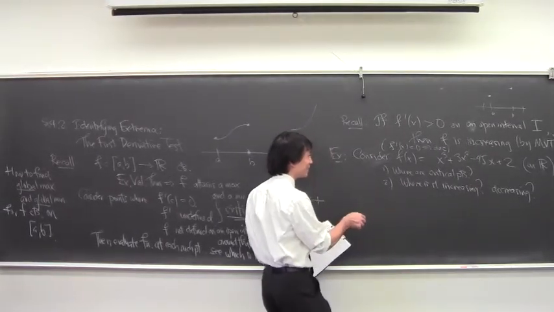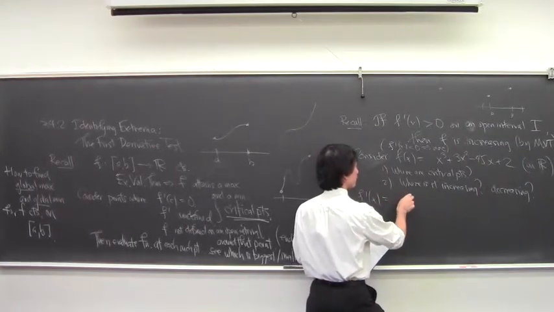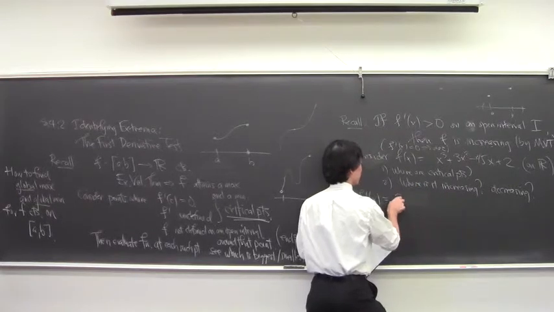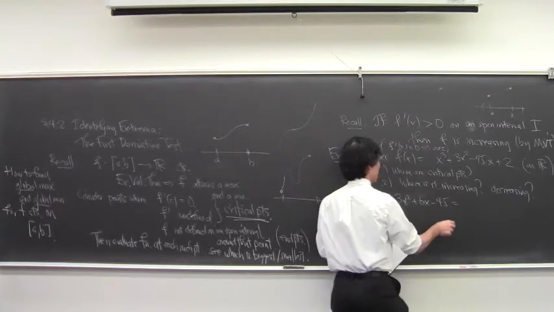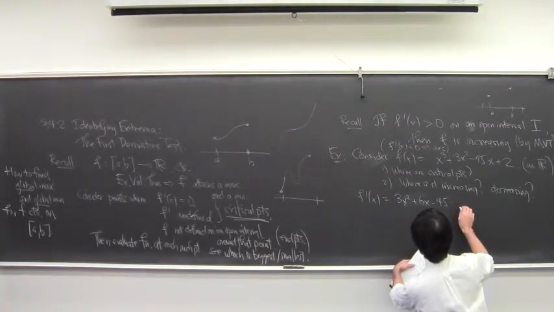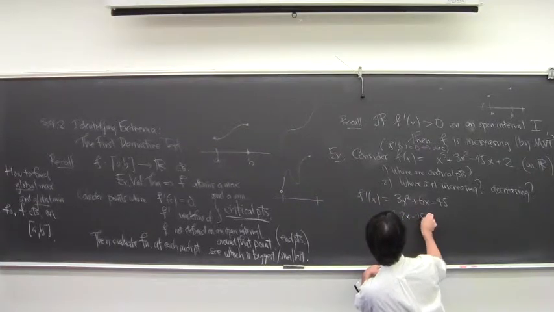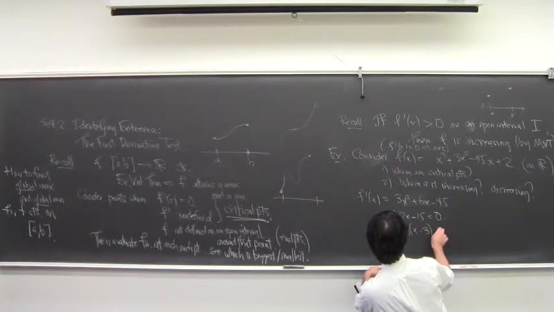So I took the derivative. What do you get? I got 3x squared plus 6x minus 45, and I set it equal to 0 to solve for the critical points. I divided everything by 3, so you get x squared plus 2x minus 15 equals 0. Then I factored that: x plus 5 times x minus 3. So the critical points were -5 and 3.